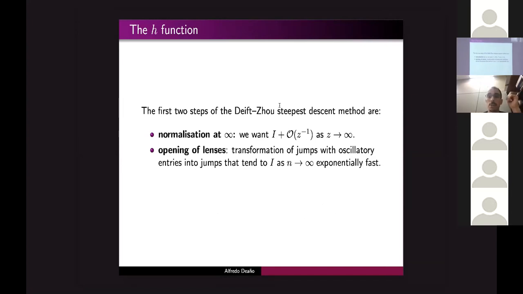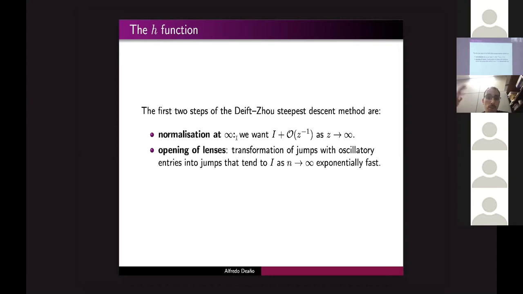But there are two steps where, as you know, if you have worked with or seen similar examples, you have to be careful with two things: the asymptotics and the geometric construction in the S-plane. The first type of result gets combined, because the first two steps in this steepest descent analysis, the normalization at infinity and the opening of lenses, use a G function, or what we call an H function, but it's essentially the same thing. And this is related to the limit zero distribution, which is also what you want to find.